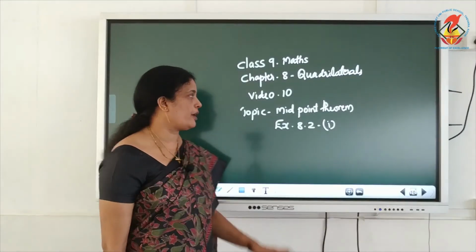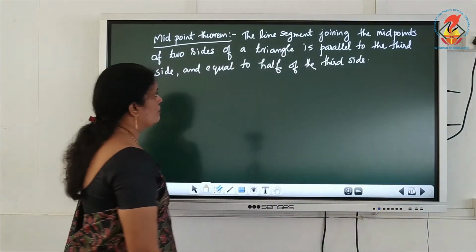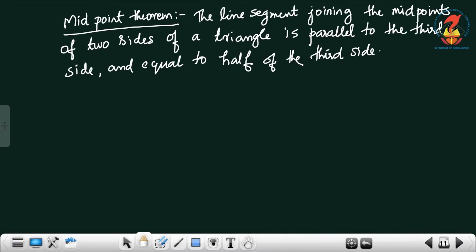Next topic, midpoint theorem. Midpoint theorem: the line segment joining the midpoints of two sides of a triangle is parallel to the third side and equal to half of the third side.